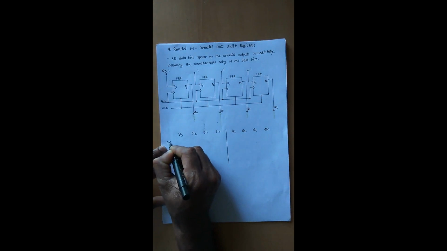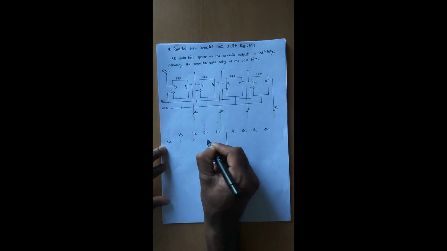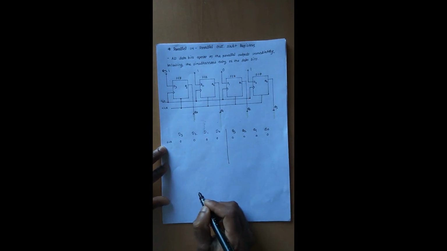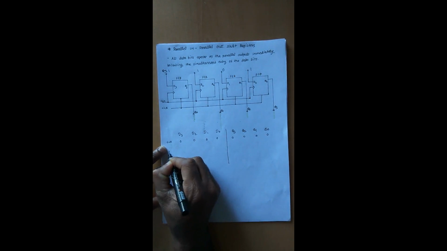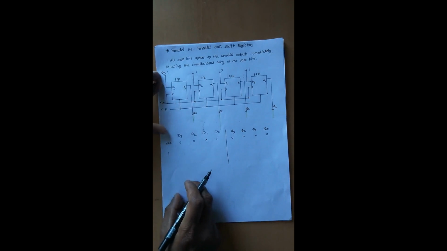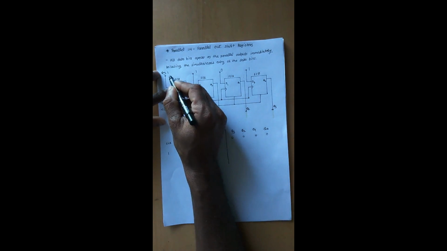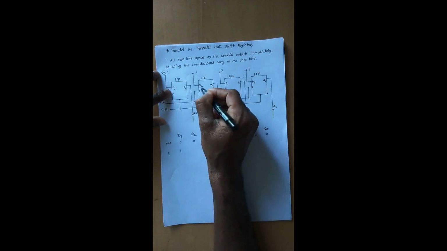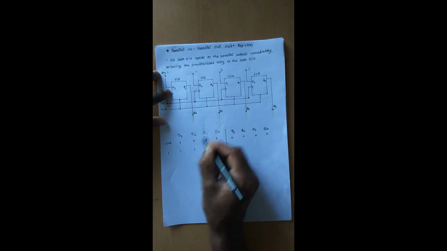What will happen? First, we'll assume that all the flip-flops are clear, so all the inputs as well as the outputs are clear. Next, when we apply the first clock, what is the value of D of 3? It is 1. What is the value of D of 2? It is 1. What is the value of D of 1? It is 0, and what is the value of D of 0? It is 1.